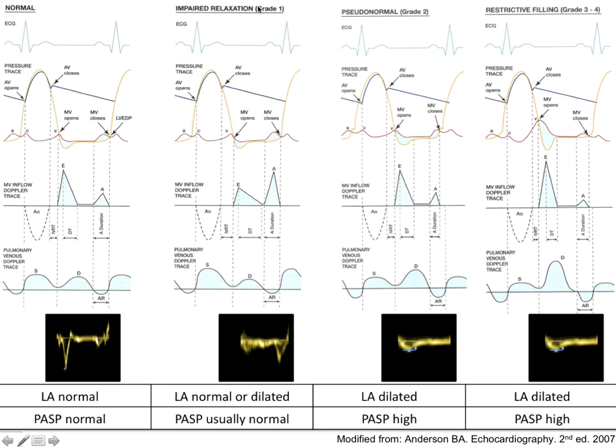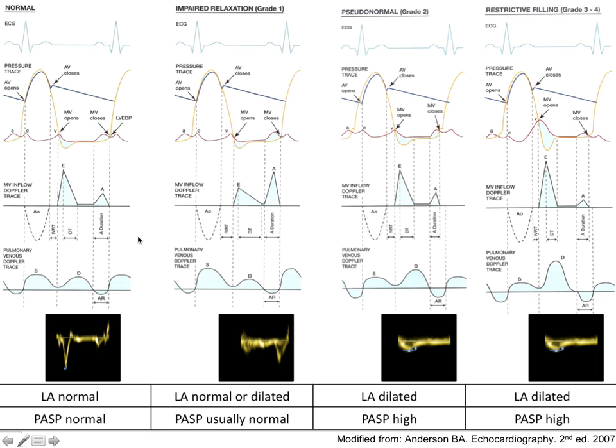Here's normal, impaired relaxation, pseudonormal, and restrictive. Restrictive grade 3 and 4: 3, where it's reversible restrictive, and 4, where it is irreversible restrictive. Normal has a normal E/A, nice tissue Doppler, normal left atrium, and your pulmonary pressures are normal. Your S may be a little bit higher than your D, but they should be about the same.